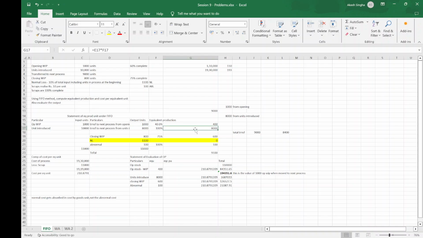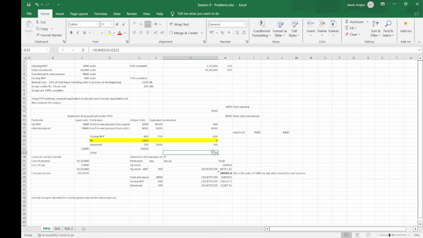Now closing work in progress was 800 units, of which we did 75% of the completion. So we did around 800 into 75%, 600 units of work. Normal loss we don't consider because it got lost. Abnormal we have to consider because the 100 we have to bear at 100%, which is 100. So the total was 11,000 output units, but we have done production of 9,100, right?